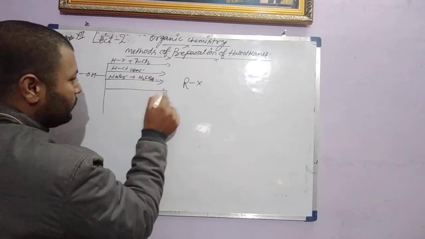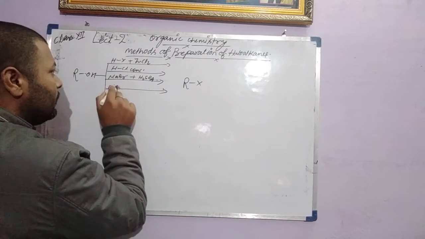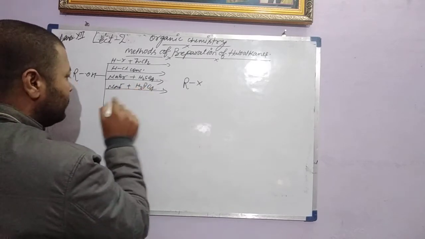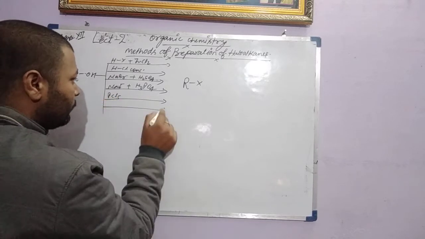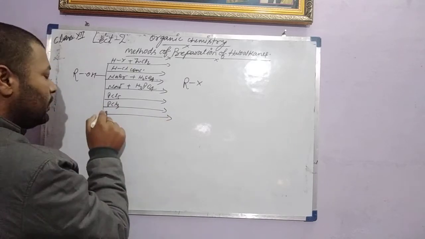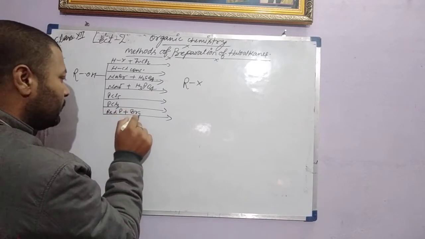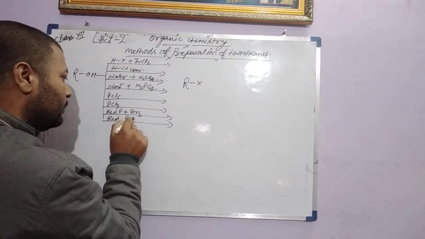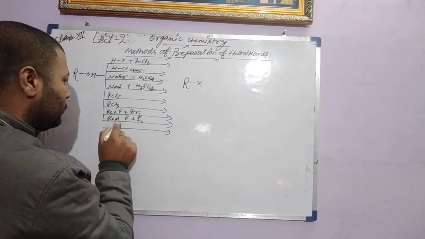or you can use NaI or KI with 95% concentrated phosphoric acid, with PCl5, with PCl3, with red phosphorus and bromine, with red phosphorus and iodine, or SOCl2.